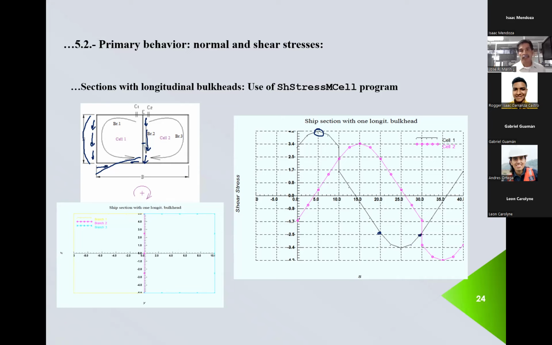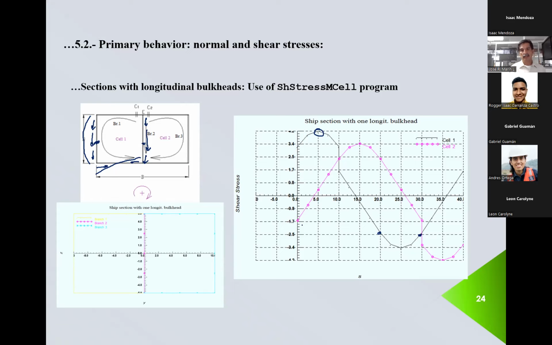You see that in here, on the side, the stress value is minus 3.4. And in here, in the longitudinal bulkhead, the shear stress is about 4.5, I think, because from here to here is 0.8. Yeah, it's 4.2, more or less. So the shear stress here is larger than here. That's the result of this calculation.